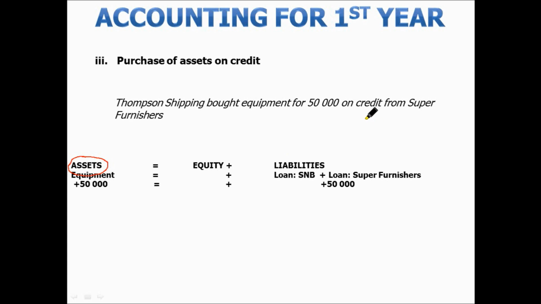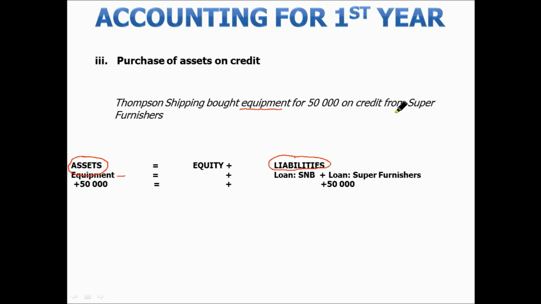Secondly, we know that the equipment was bought on credit from Super Furnishers, which means that we owe them the 50,000 Rand. This makes it a liability. Then we need to determine which of the accounts are involved. So the first account involved would be equipment.